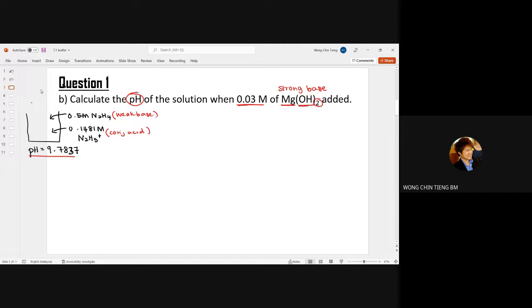Dalam otak kamu, bila yang kamu tambah adalah strong base, Fazlina, the pH shall drop or increase slightly? Right? Line tak okey ke? Saya tak pasti. Zawa? Increase slightly. Thank you. Lovely.